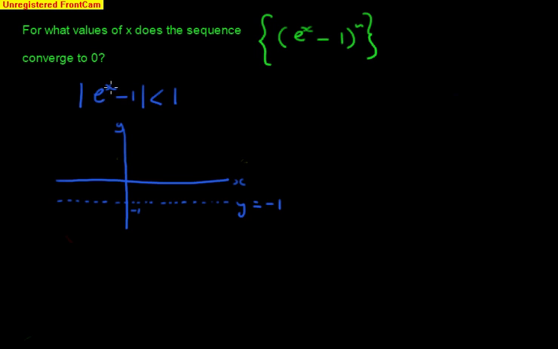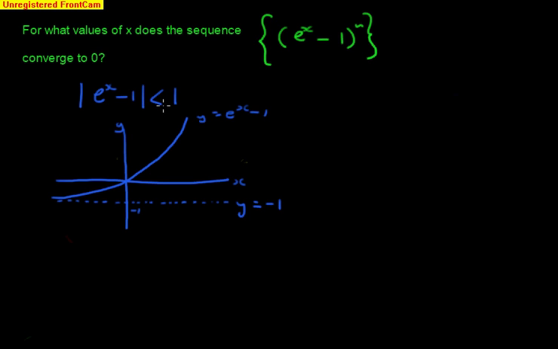And let's sketch the curve. If x equals 0, that's 1 minus 1, which is nothing, so it goes through the point 0, 0, so we just have this curve here. It does that. There we go. That's y equals e to the x minus 1.